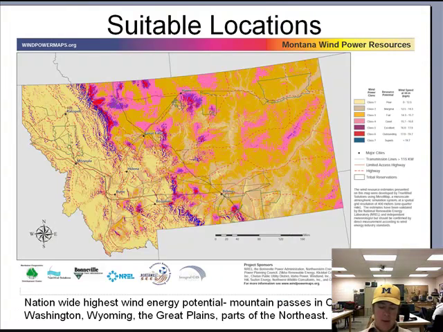Suitable locations in Montana. Shown here is a map of wind power in Montana. The areas where the color is darker are where wind power is greater. These are theoretically optimal locations for wind turbines. Nationwide, the highest wind energy potential is in mountain passes in California, parts of Washington, Wyoming, the Great Plains, and parts of the Northeast.